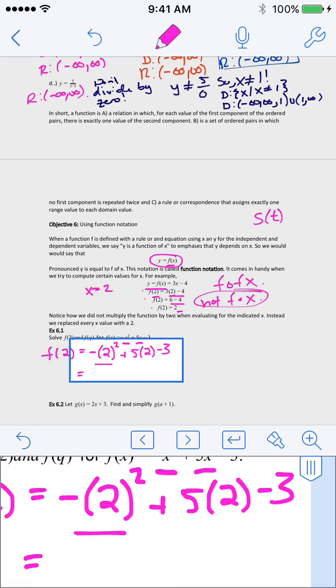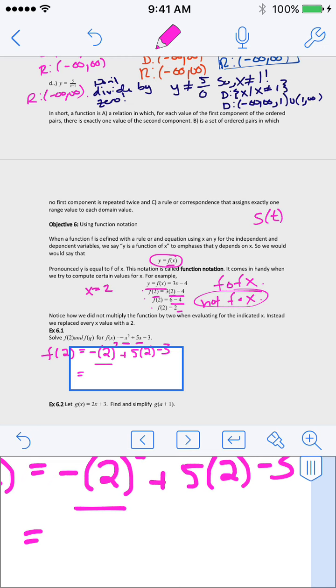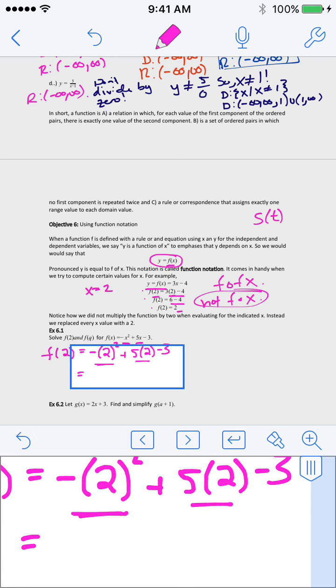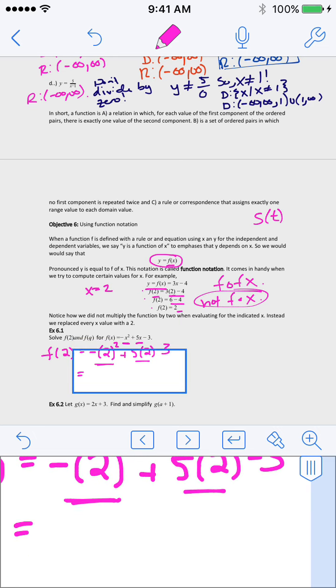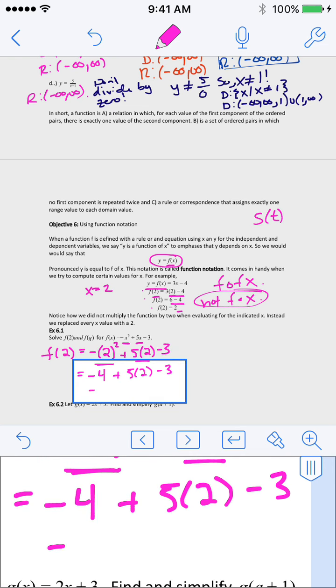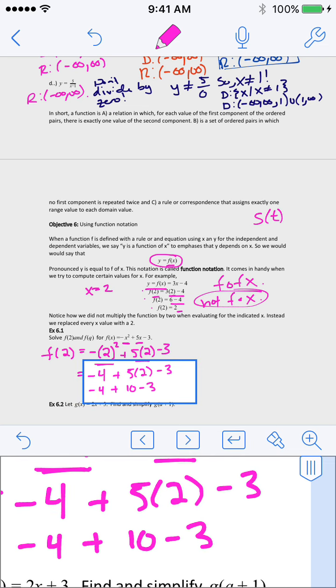All right, we'll simplify using PEMDAS. Parentheses. Well, we don't have any super valid parentheses here. We have one here, but that just means multiplication, and this one means exponents. So let's start with the exponents. We've got negative 4 plus 5 times 2 minus 3. Now we'll do some multiplication. Negative 4 plus 10 minus 3.